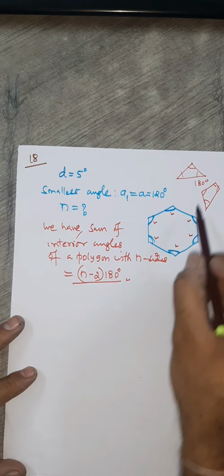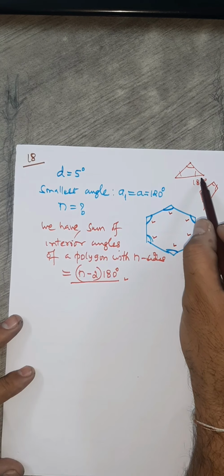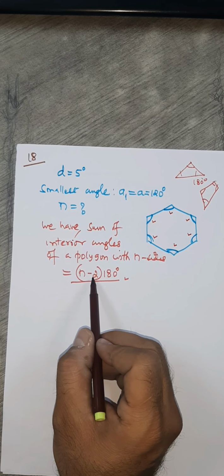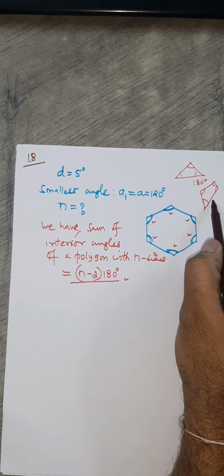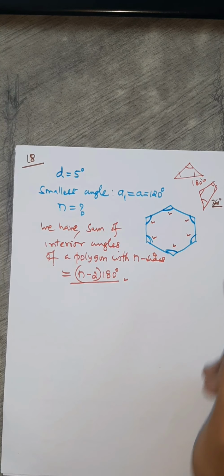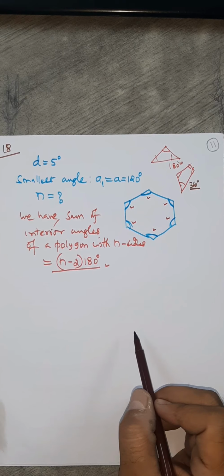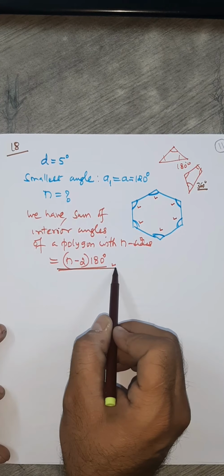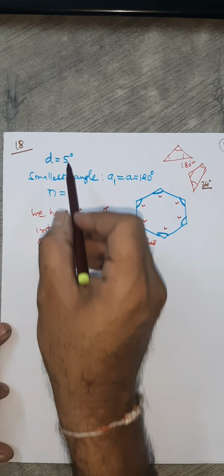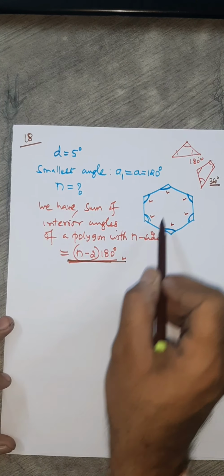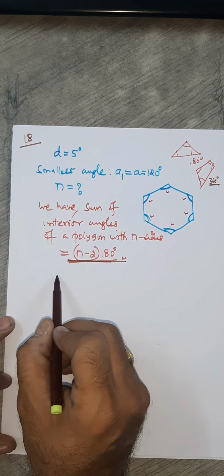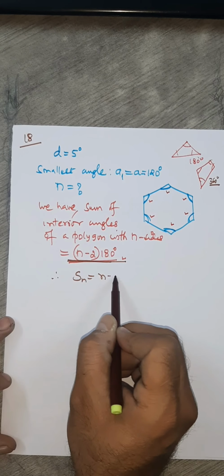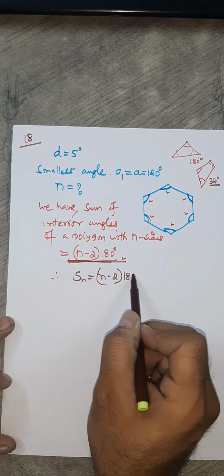Put n equals 3: 3 minus 2 is 1, so 180 degrees. For a quadrilateral, put n equals 4: 4 minus 2 is 2, 2 into 180 is 360 degrees. Right, for any quadrilateral, a square or rhombus and so on. So in general, if you have a polygon with n sides, this is the formula. So what is this indirectly as per our question? The sum of interior angles of a polygon. Therefore, you can say that here, Sn equals (n minus 2) into 180 degrees.